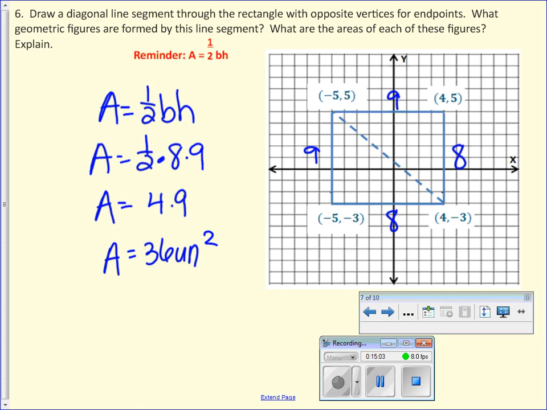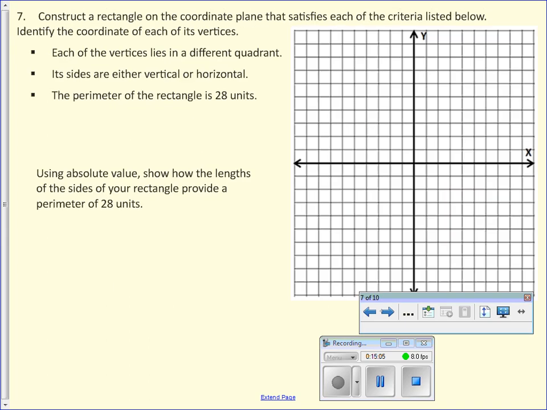All right, now it's time to play detective. Similar to the activity we're going to do tomorrow. You ready? Construct a rectangle on the coordinate plane that satisfies each of the criteria listed below. Identify the coordinate of each of its vertices, corners. So draw a rectangle and find the coordinates of each corner. Now, each of the vertices lies in a different quadrant.